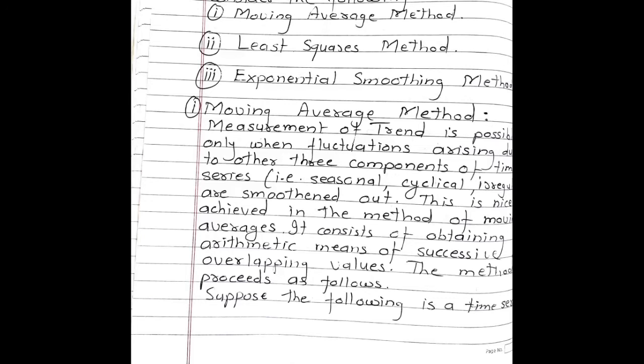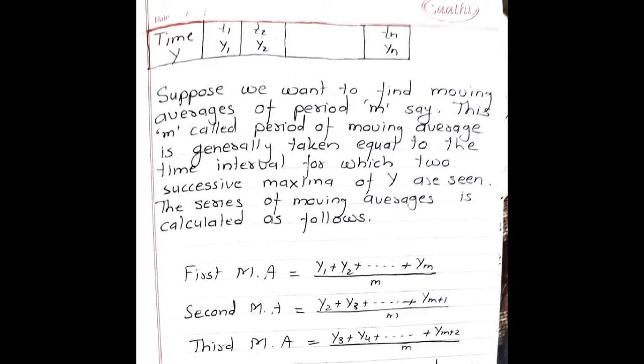Suppose the following is a time series. Time values are t1, t2 up to tn, and respective y values are y1, y2 up to yn. Suppose we want to find moving averages of period m. This m, called period of moving average, is generally taken equal to the time interval for which 2 successive maxima of y are seen. The series of moving averages is calculated as follows.